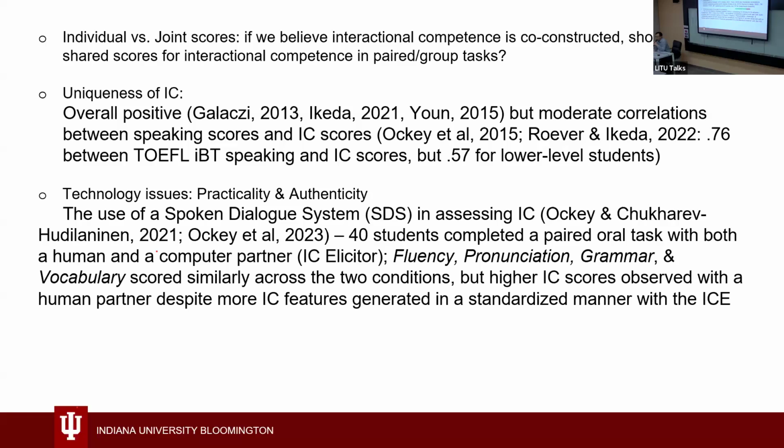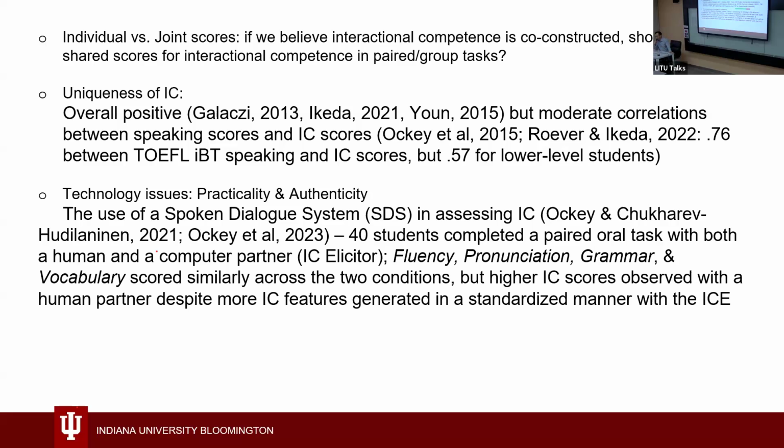And then the uniqueness of interaction competence. The issue is that if the interaction competence score is highly correlated with another score, for example the speaking test score, what's the point of testing interaction competence, right? Can we just use speaking test scores? That's a really legitimate question.